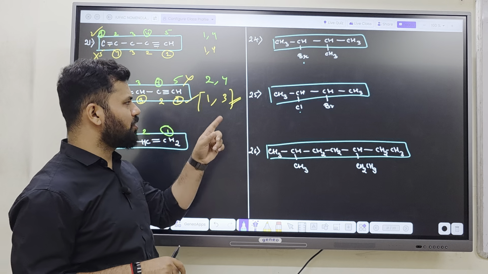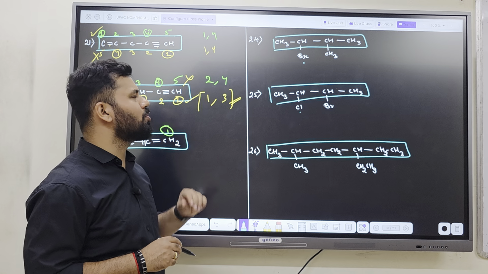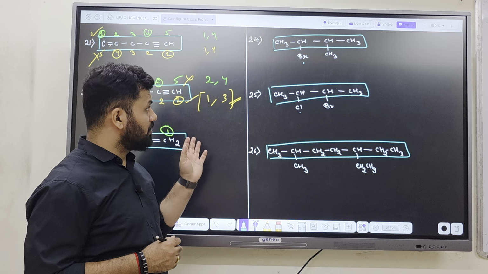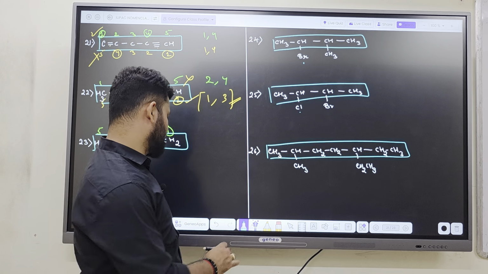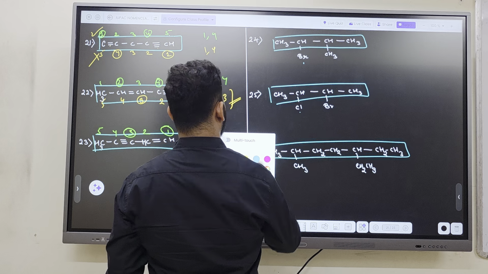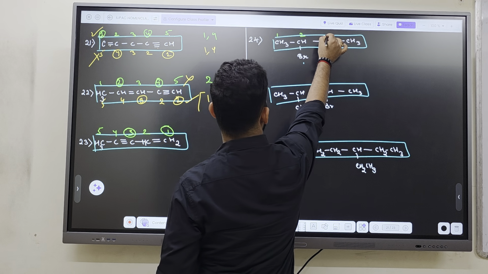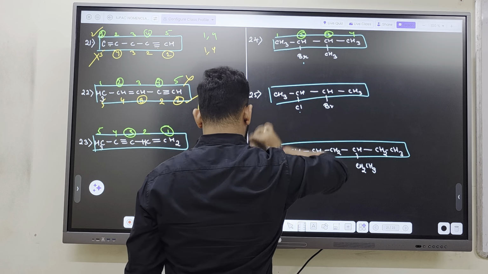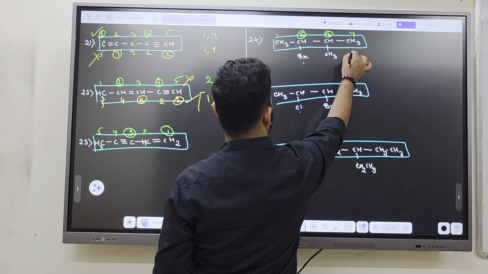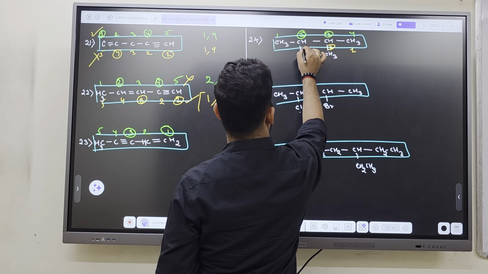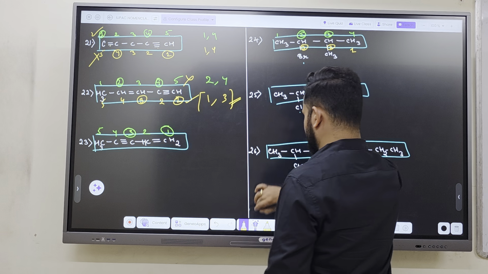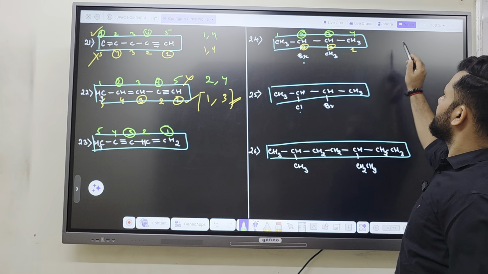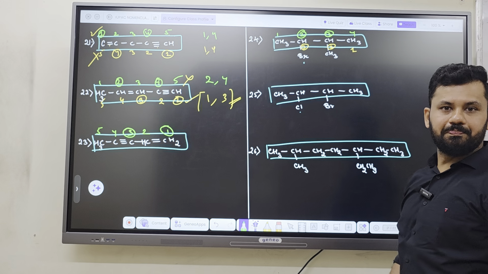Point 1, there is no functional group. Point 2, there is no multiple bond. So I must choose the numbering based on the substituents, that is, based on the locants. Going from left to right, my set of locants is 2, 3, and coming from right to left also, my set of locants will be 2, 3. So both ways, sir, 2, 3. This way also 2, 3, opposite way also 2, 3.